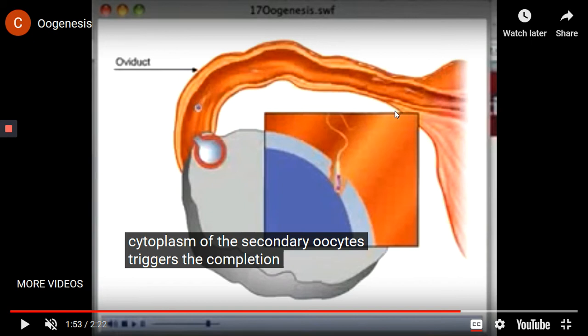If there is no sperm entry and no sperm coming for fertilization, then the secondary oocyte will never have its second meiosis. So this is an interesting case in human egg cells. The secondary oocyte doesn't do meiosis 2 and halts at metaphase 2 and doesn't proceed if it doesn't come in contact with the sperm.